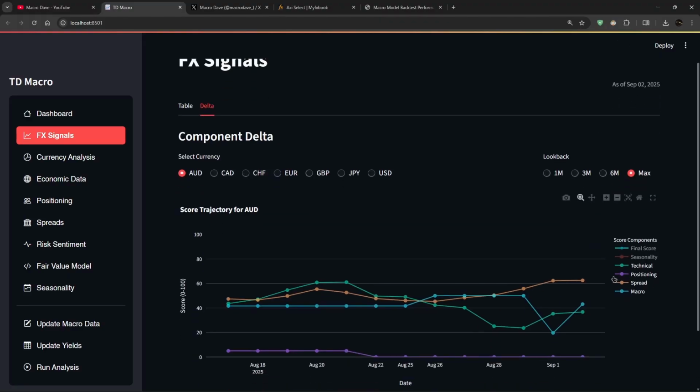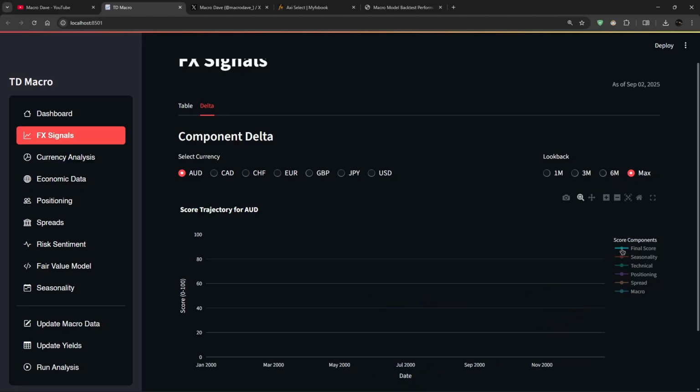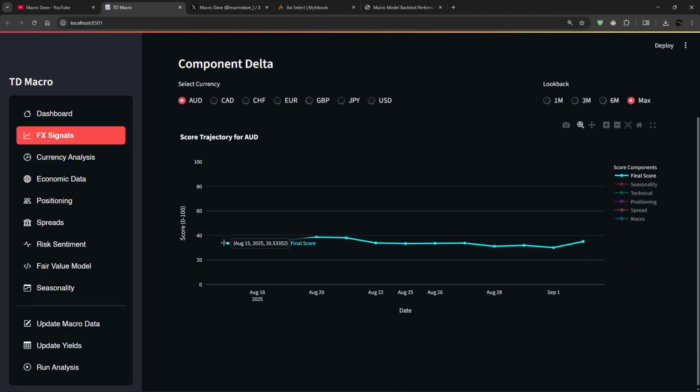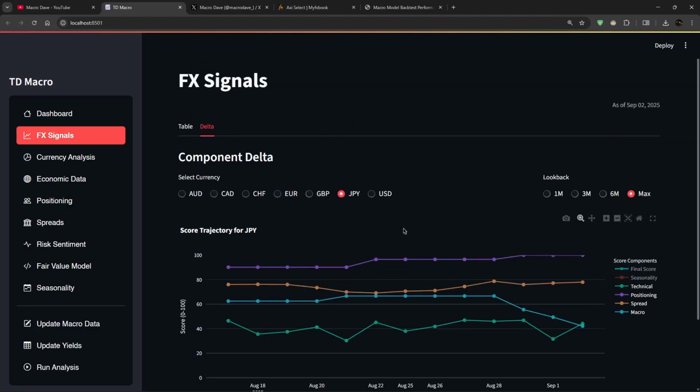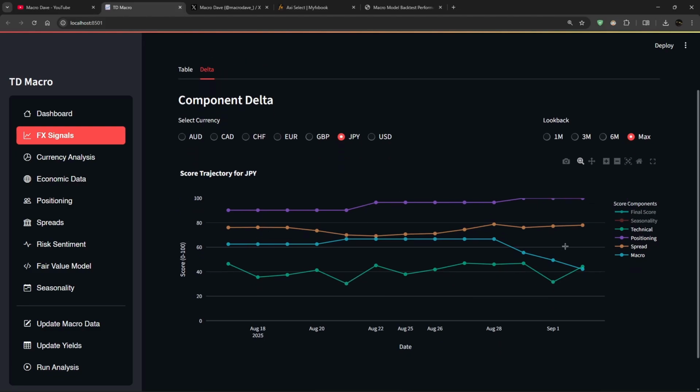If you look at something like the Australian dollar, I think this is showing the complete opposite story. Well, not really. On August 15, the Australian dollar was giving a reading of 33, and on September 3, it's giving a reading of 35. So it's mostly been sideways, but you get the idea of this page. What it shows is the delta. It shows you the change in the different metrics: the change in technicals, the change in macro, the change in spread, the change in positioning.